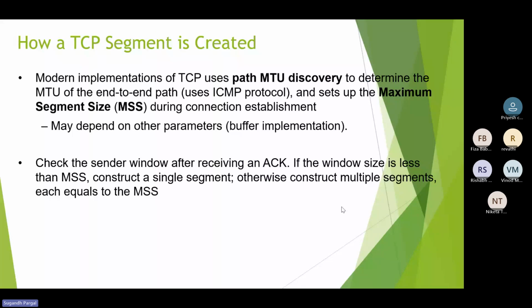Modern implementations of TCP use path MTU discovery to determine the MTU of the end-to-end path, using the ICMP protocol, and set up the maximum segment size during connection establishment. It may depend on other parameters such as the buffer implementation. Here it checks the sender window after receiving an acknowledgement. If the window size is less than MSS, it constructs a single segment, otherwise it constructs multiple segments, each equal to MSS.